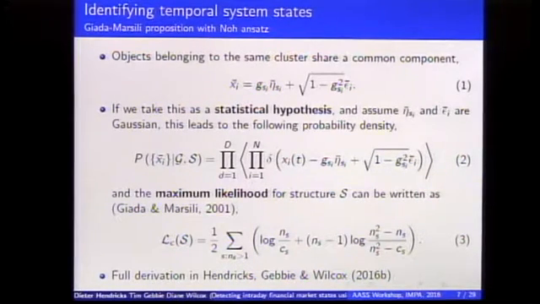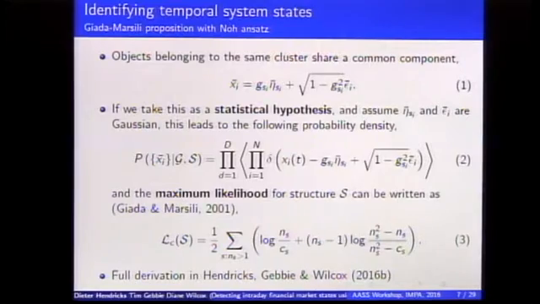And we can use that to derive a likelihood function for a candidate structure S, which is this expression here. I didn't really want to go into the details, beyond saying that we can derive a likelihood expression. The full derivation is in the associated paper. But essentially, for a candidate configuration, we can evaluate its efficacy in terms of explaining the structure in a given data set.